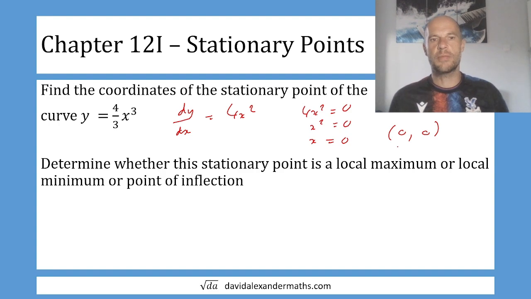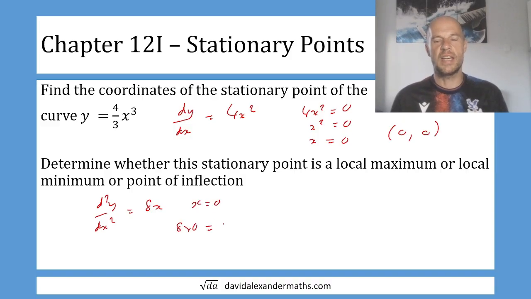Is it a local maximum, a local minimum, or a point of inflection? So let's do our d squared y dx squared. That is going to be 8x, and x is 0. 8 times 0 is 0. So that could mean, but it doesn't mean it's definitely, a point of inflection. We need to consider the gradient on both sides.